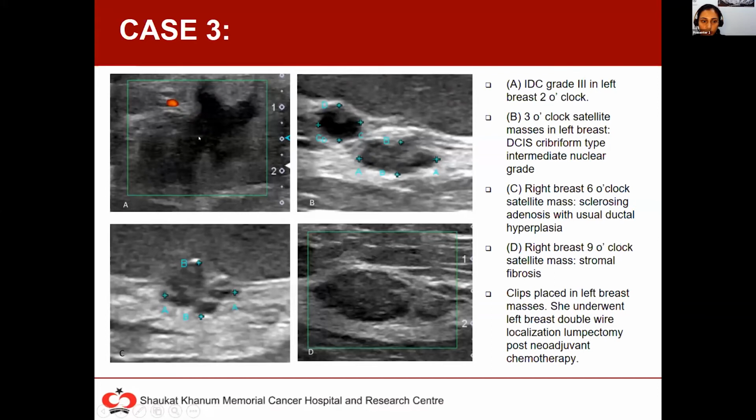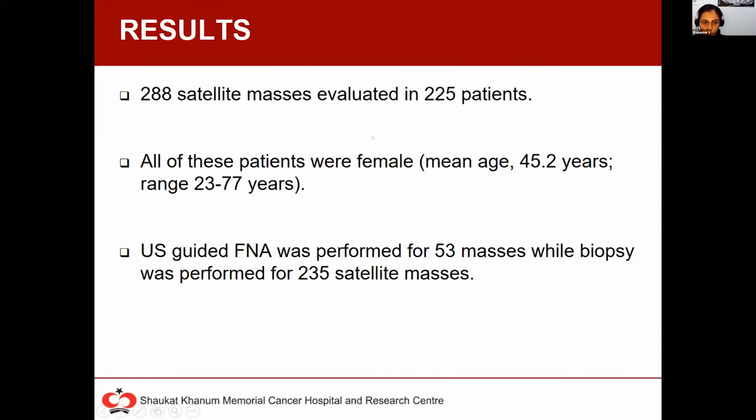Another example in which figure A shows the main malignant mass and figure B shows a couple of satellite masses in the same breast, which were sonographically classified as benign, but they turned out DCIS. And these are the two satellite masses in the contralateral breast, which were sonographically classified as malignant because of irregular outline and microlobulated margins, but they turned out benign. So in this case, the histopathology and ultrasound features were discordant, and the patient underwent breast conservation treatment for the left breast, while no surgery was done for the contralateral breast.